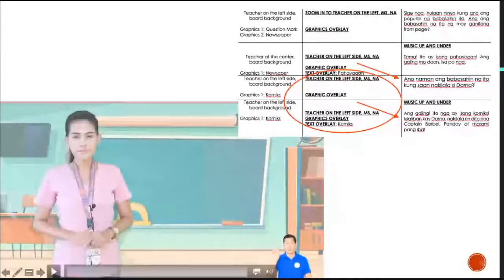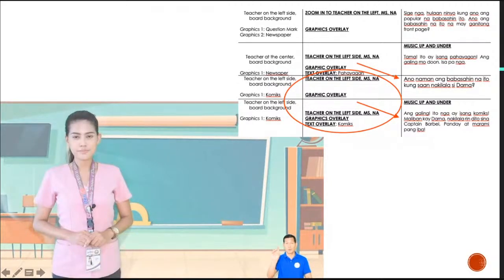So as you can see, the teacher is at the center of the board background. No, it's here. The teacher is on the left side, with a board background. There's a blackboard here, and then a graphic overlay, which is comics, and here we also have a graphic overlay, which is comics. So we're going to play this one, and this is the script that they have to follow.